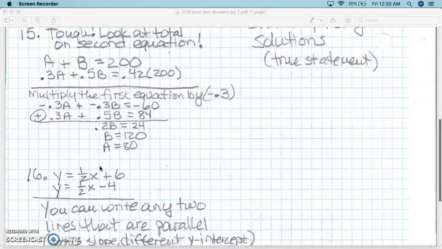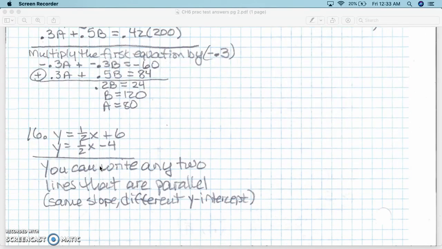Number 16 was an open-ended question. It asked you to write a system of 2 linear equations that has no solution. And the key here is you could write any two lines that are parallel. And we know two lines are parallel when they have the same slope, but different y-intercepts.